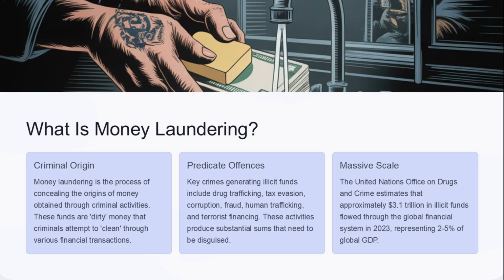Money laundering is the process of concealing the origins of money obtained through criminal activities. These funds are dirty money that criminals attempt to clean through various financial transactions. Key crimes generating illicit funds include tax evasion, corruption, fraud, human trafficking, and terrorist financing. The United Nations Office on Drugs and Crime estimates that approximately $3.1 trillion in illicit funds flowed through the global financial system in 2023, representing 2 to 5% of global GDP.